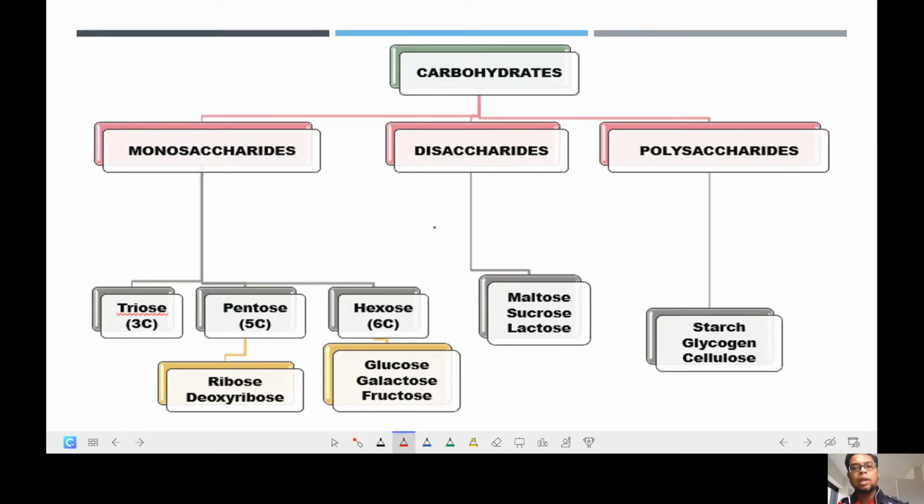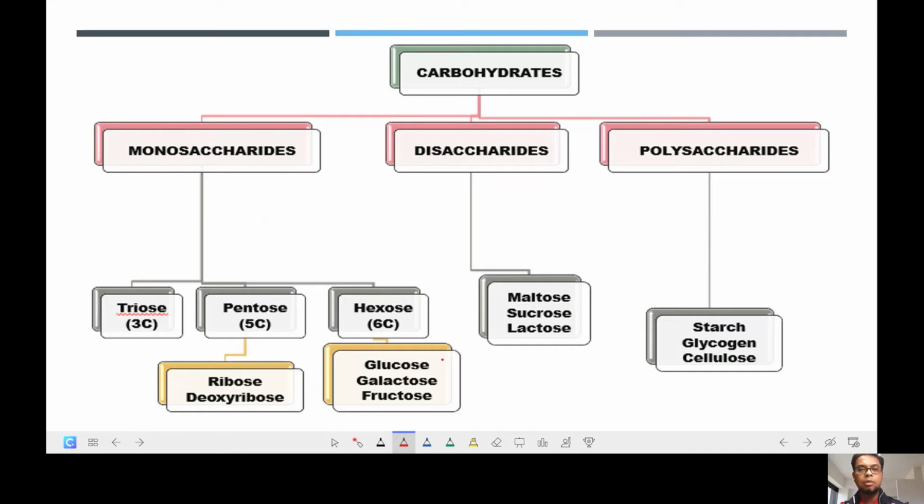In this particular diagram, we can see some examples of carbohydrates. When we refer to the monosaccharides, the simple sugar, we can see that they can be grouped based on the number of carbon atoms in their molecules. For example, the triose sugar is a type of monosaccharide that has 3 carbon atoms in its molecule. Meanwhile, the pentose sugar is a type of monosaccharide that has 5 carbon atoms in its molecule. And another one is the hexose sugar. This is the type of monosaccharide that has 6 carbon atoms in its molecule.